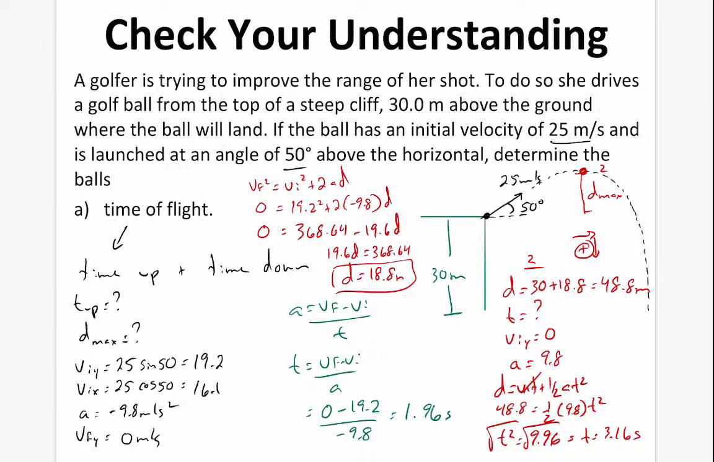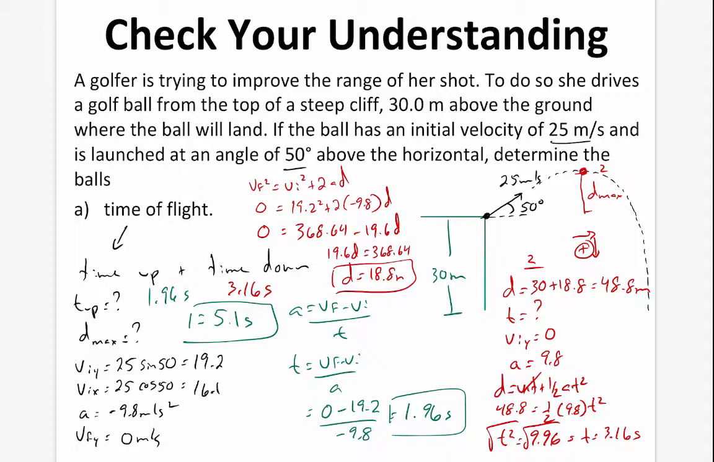That's the time to come down, so that's 3.16 seconds. The time to go up we found was right here, so we have 1.96 seconds. Now the total time is going to be the two of them together, and that equals 5.1 seconds. And that is our final answer. So the total time of flight is 5.1 seconds.